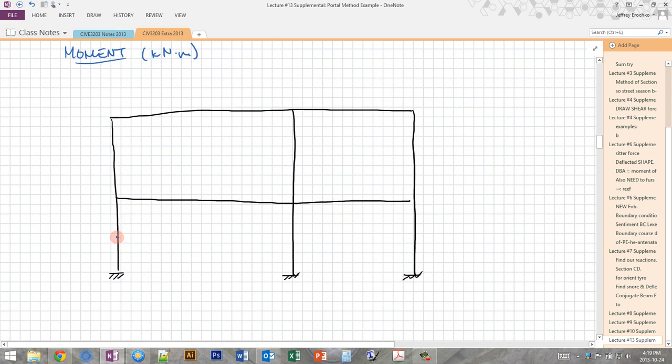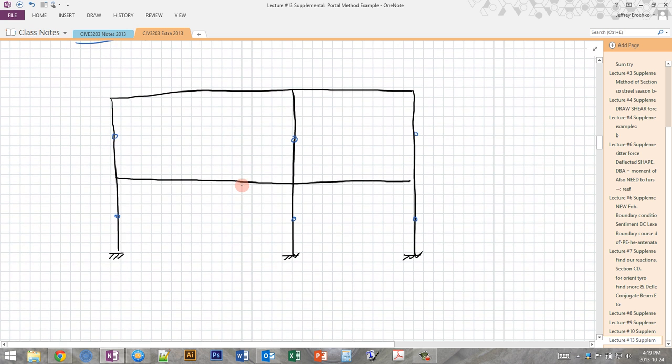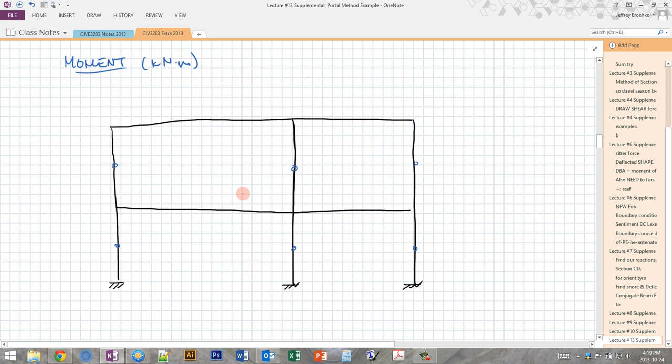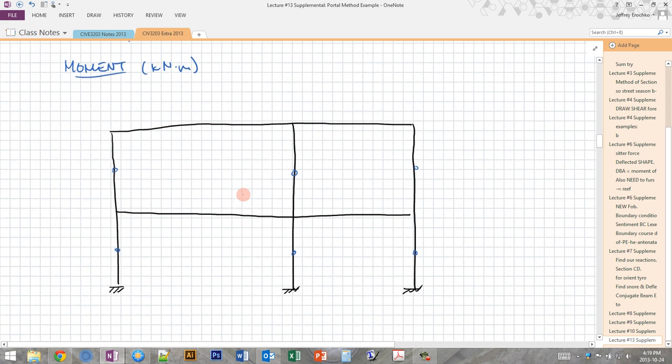So now we have pins here, right? So we know that the moments are going to be 0 at the centers of all of the columns, because we've added those hinges. And this was the assumption that we made at the beginning of the portal method analysis in order to allow us to solve this indeterminate structure as if it was determinate.